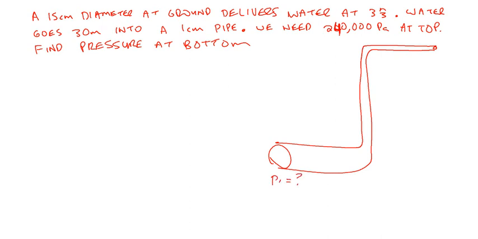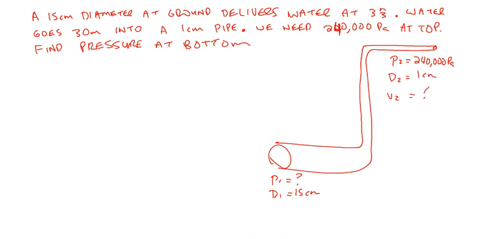P1 is what we're looking for. P2 needs to be 240,000 Pascal, in order for the sprinklers to work, in order for the water fountain to do that little arc so you can drink out of it, and in order for the toilets to fill fast enough, wash your hands, whatever. Pressure 1, we've got the diameters here. Diameter 1 was 15 centimeters. Diameter 2 was 1 centimeter.